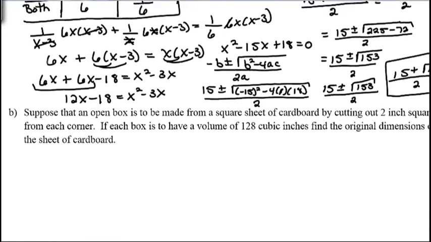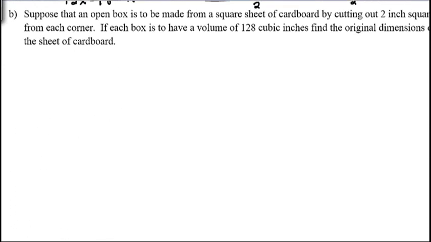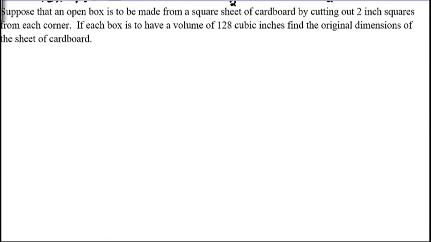Okay. So now on to our next one. Suppose that an open box is to be made from a square sheet of cardboard by cutting out 2-inch squares from each corner. If each box is to have a volume of 128 cubic inches, find the original dimensions of the sheet of cardboard. So draw a picture of your situation.